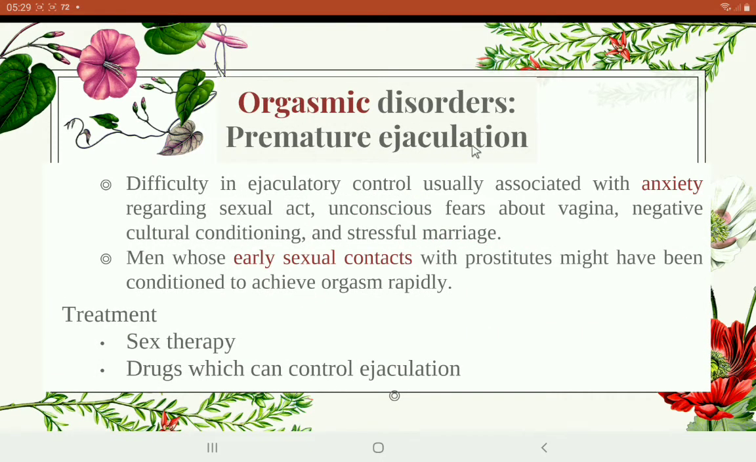Difficulty in ejaculatory control is usually associated with anxiety, recurring sexual acts, unconscious fears about the vagina or vagina dentata, for example, negative cultural conditioning, and stressful marriage. Men whose early sexual contact was with prostitutes might have been conditioned to achieve orgasm rapidly, and the treatment is sex therapy and drugs that can control ejaculation.